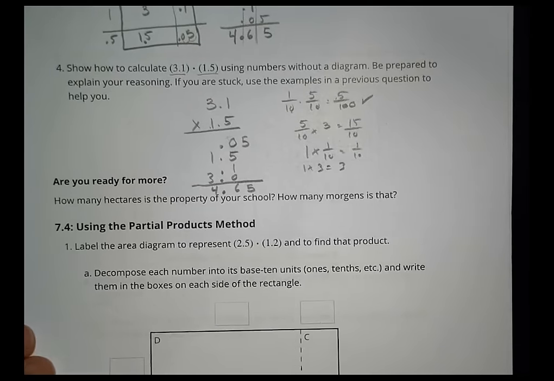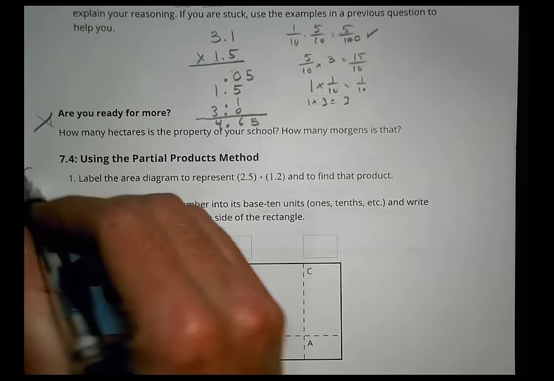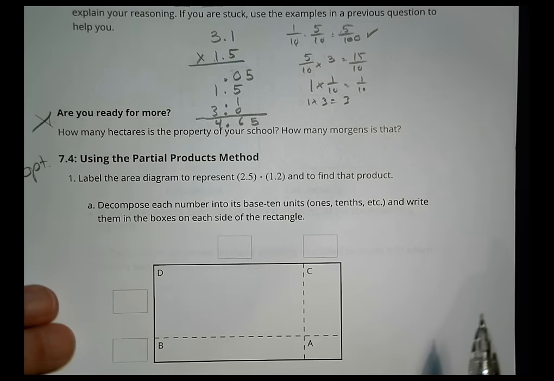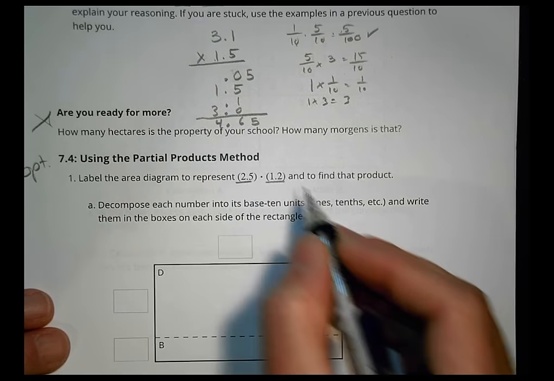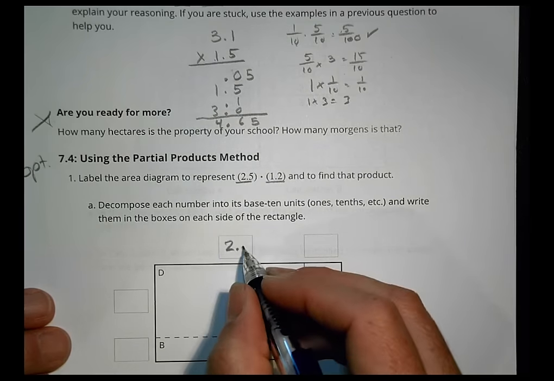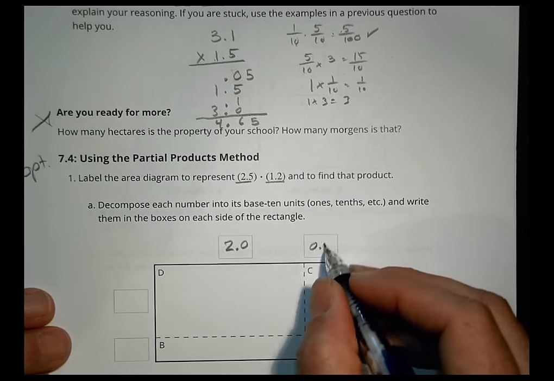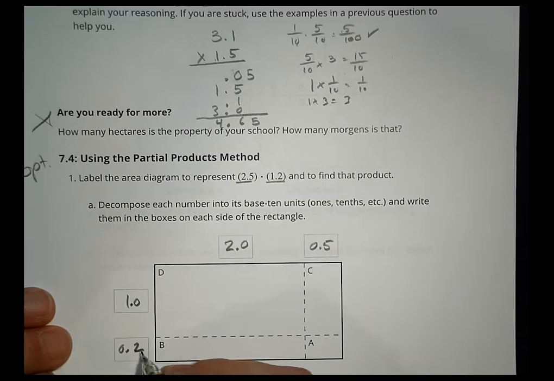All right, I'm going to skip Are You Ready for More? And move down to number 4. This again is an optional activity which you may or may not have done in class. It says label the diagram to represent 2.5 times 1.2 to find the product. So let's do our 2.5 up here. So here's 2.0 and 0.5. This will be our 1 and our 0.2 right there. Okay, so those are our regions there.